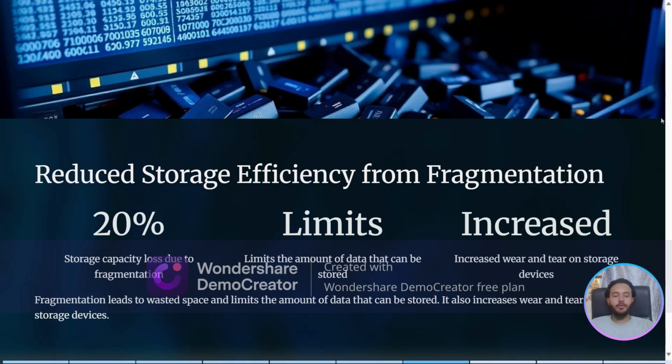Reduce storage efficiency from fragmentation. 20% storage capacity loss due to fragmentation. It limits the amount of data that can be stored, and increases wear and tear on storage devices. Fragmentation leads to wasted space and limits the amount of data that can be stored. It also increases wear and tear on storage devices.